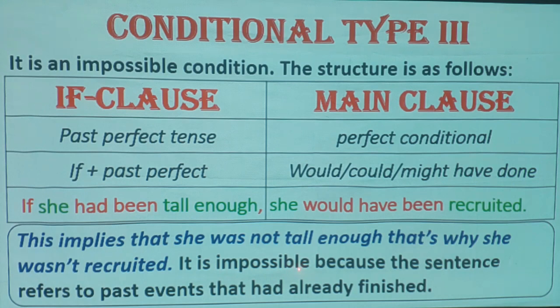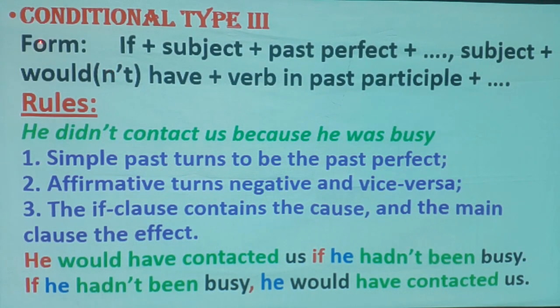It is impossible. مستحيل. لماذا؟ Because the sentence refers to past events. الجملة تدل على أحداث الماضي that have already finished. Okay? مسبقا انتهت. يعني لا يمكن مستحيل أن نفعله. Good. Continuing. Conditional type 3 form. هذا هو الشكل conditional type 3.